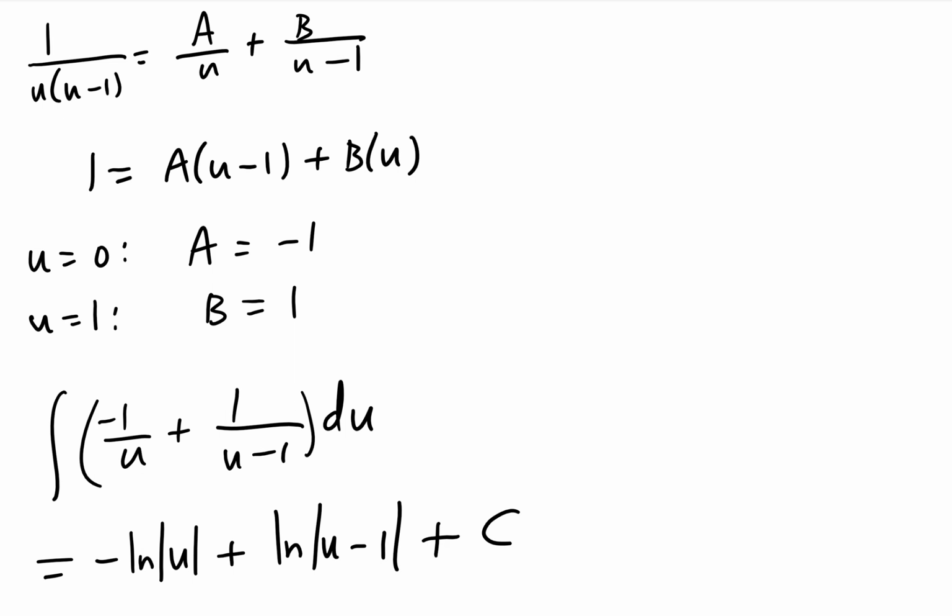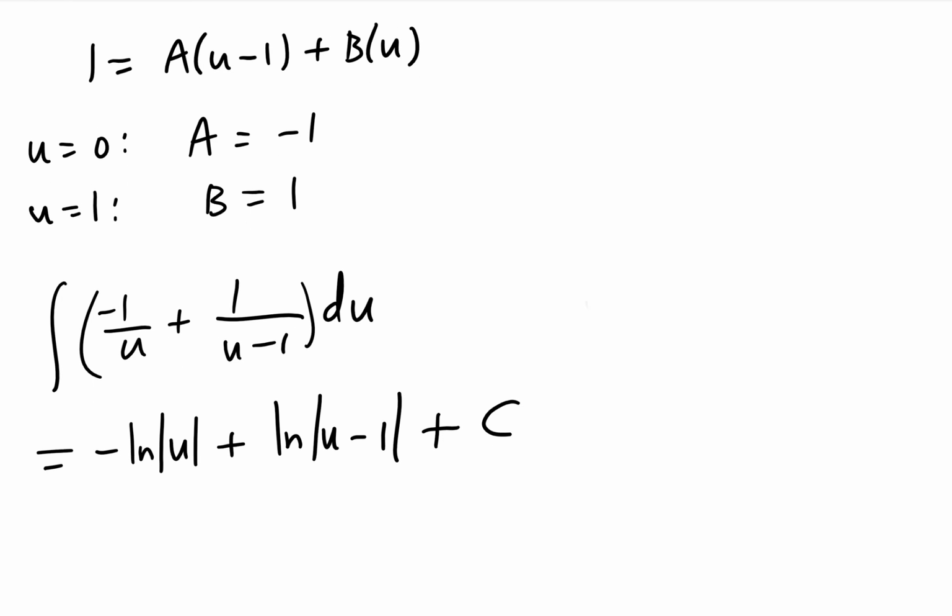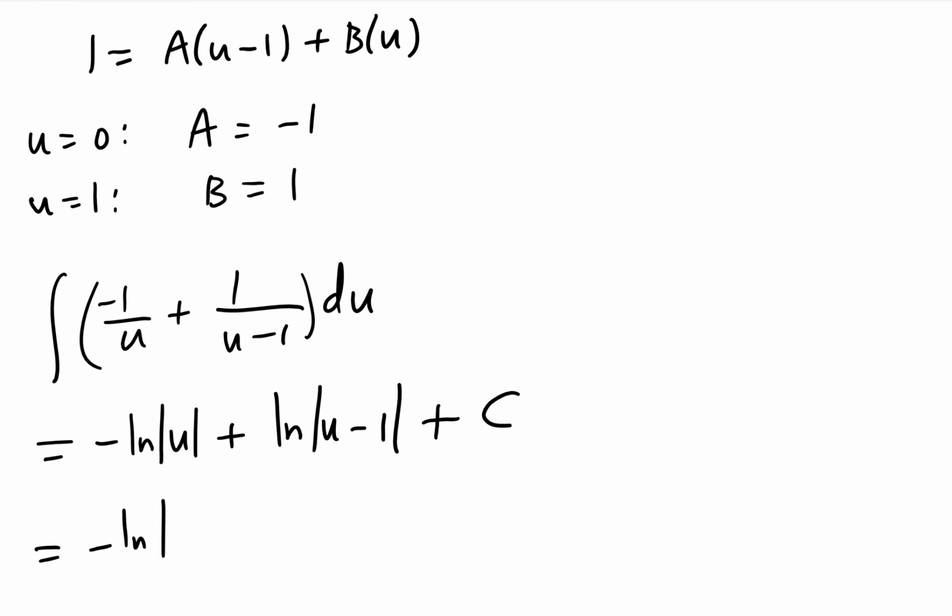Again, we're going to go back and see what u was. u was 1 plus e^x. So we're going to replace that: negative natural log of 1 plus e^x plus natural log of 1 plus e^x minus 1.